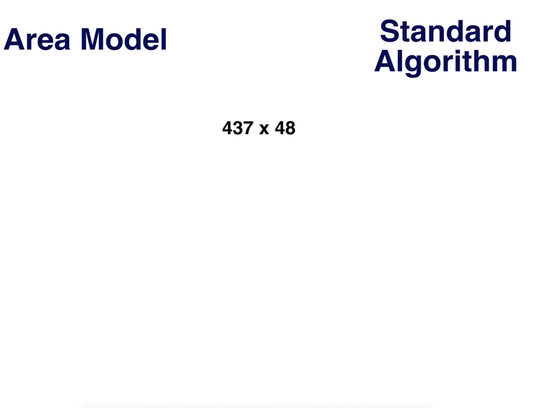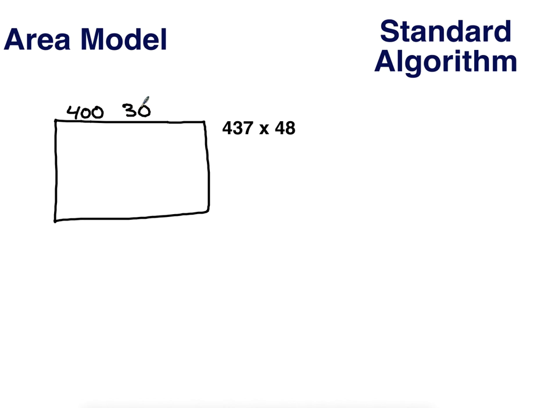This next problem, 3 digits times 2 digits, you're going to use the same process, and we're going to break both of them up into place value. So we're going to go a little longer this way. 437 by 48.